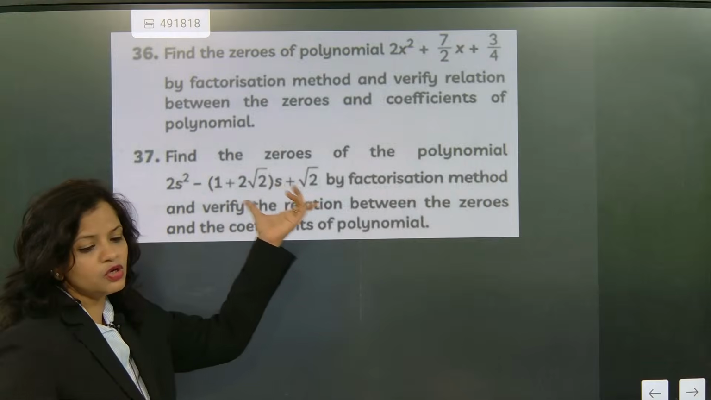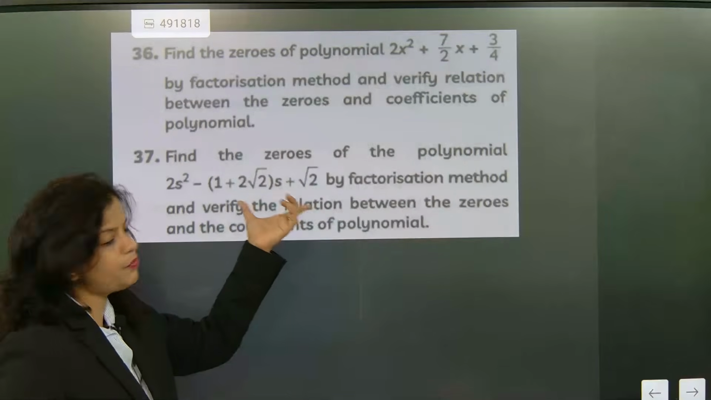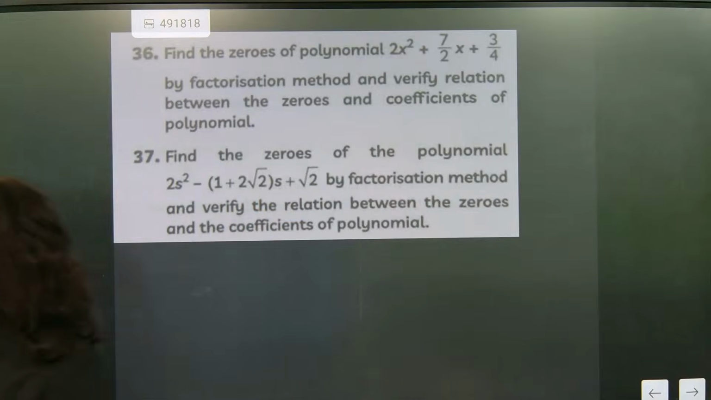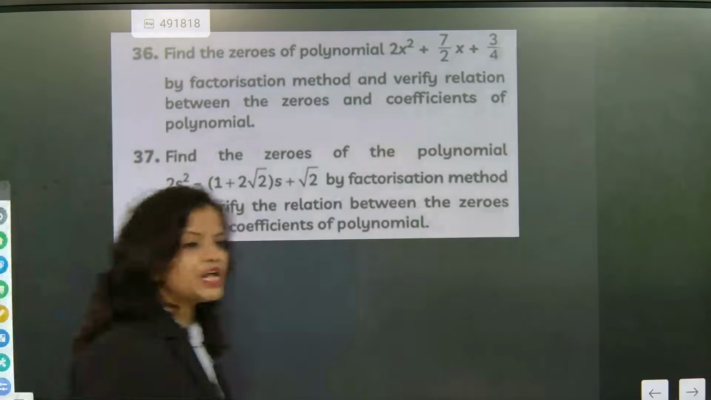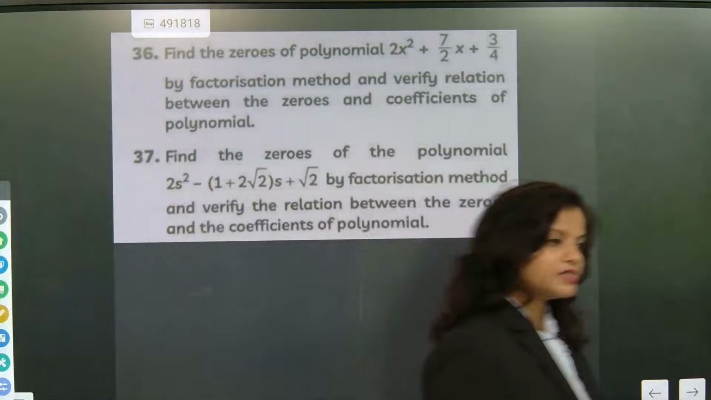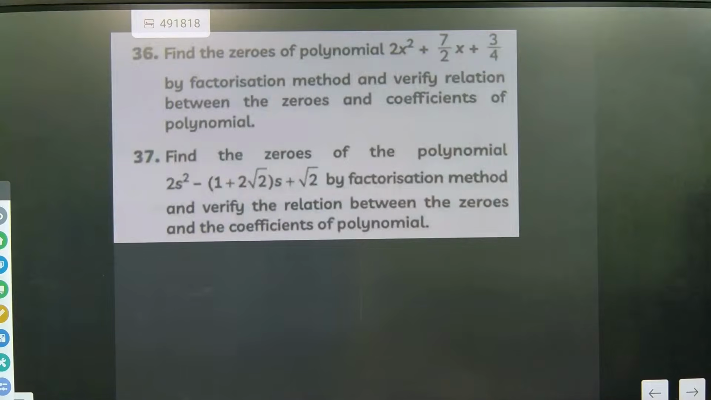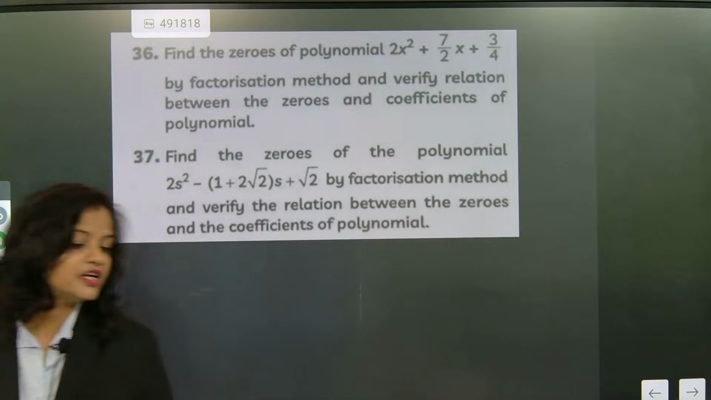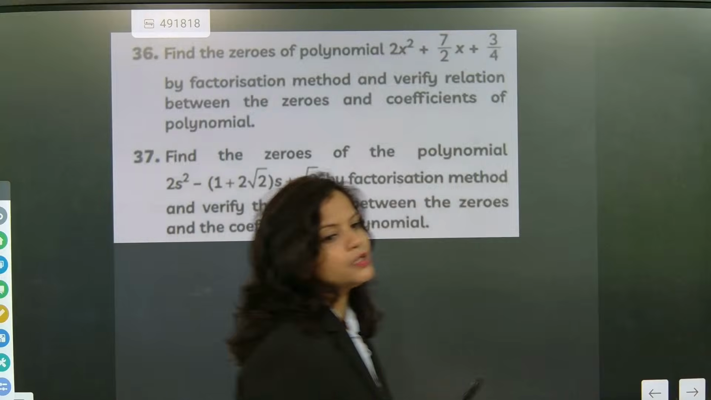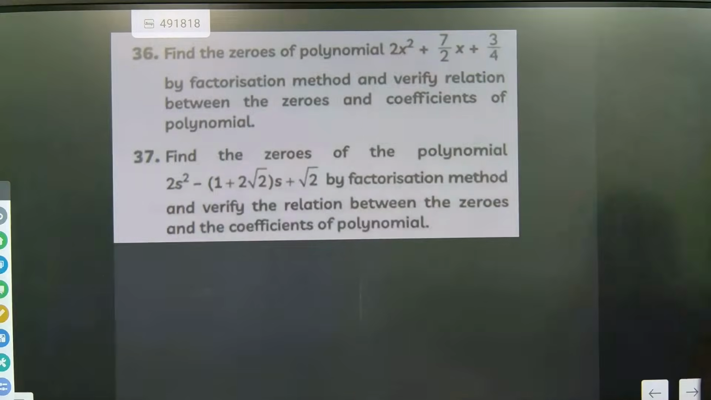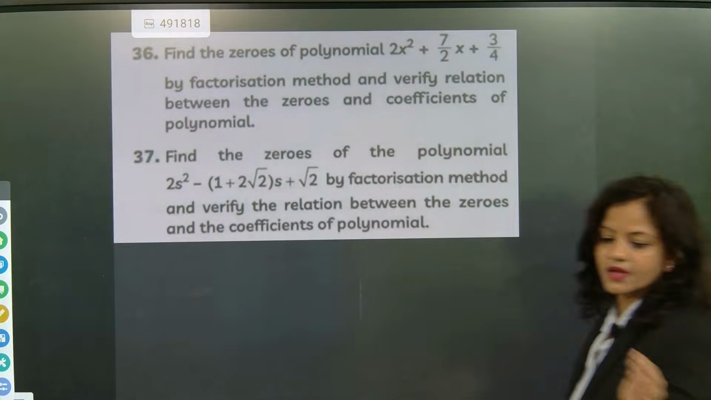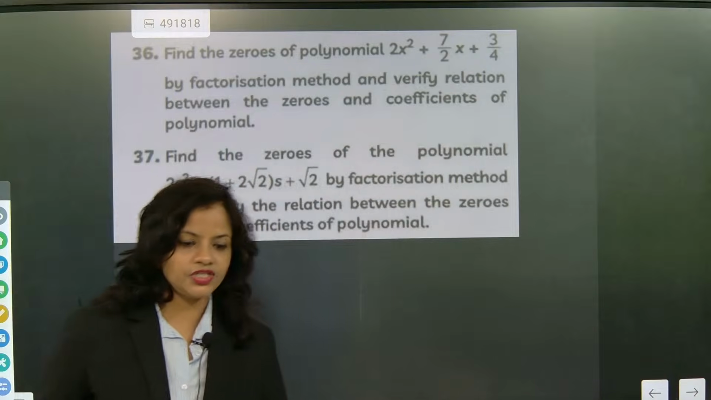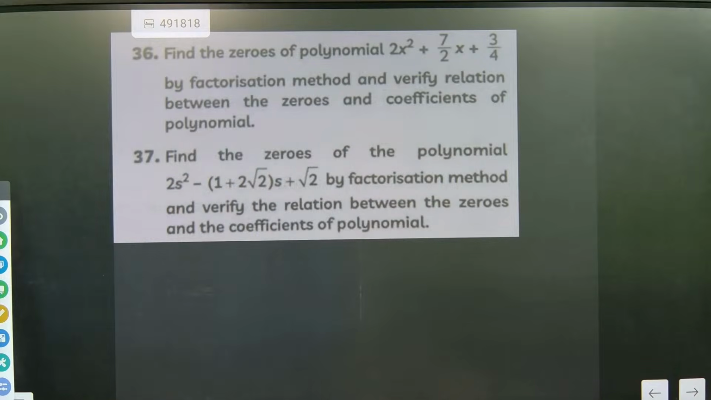So first, zeros by the factorization method is most important. Here most of the question marks will be coming. Verification means alpha plus beta is equal to coefficient of x by coefficient of x square, with a minus sign. After that, the product alpha into beta is constant by coefficient of x square. After framing the equation, now we will go for the next part.